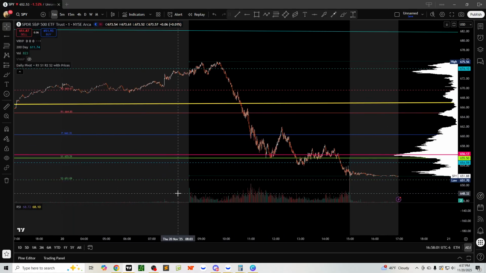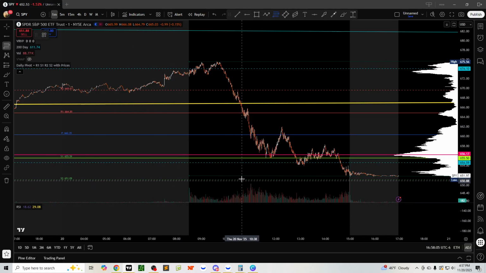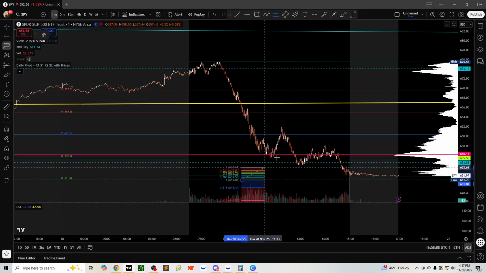And then, like if you're doing fibs with pivots versus the actual chart, remember we would do S2 to the pivot point.